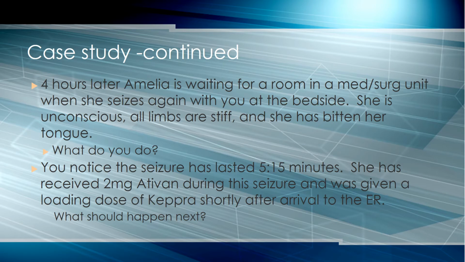So what are we going to do? We're going to call for help. We're going to pay attention to the time. We're going to protect her head. Somebody's going to grab some Ativan and give her some Ativan. You notice that the seizure is starting to last 5 minutes, 15 seconds. She's received 2 milligrams of Ativan, like we said, during the seizure, and she was given a loading dose of Keppra when she first got to the ER. So what should happen next?